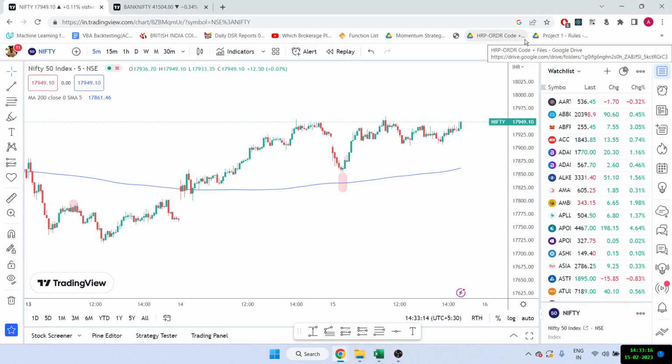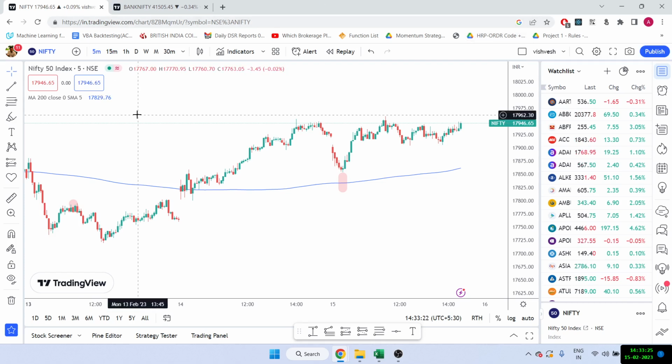In this strategy, I'm going to use the moving average and the Fibonacci, and this is an intraday strategy, so I will be using the 5-minute time frame. And since it is intraday, we can take both buy and sell trades. So let me show you the settings first.